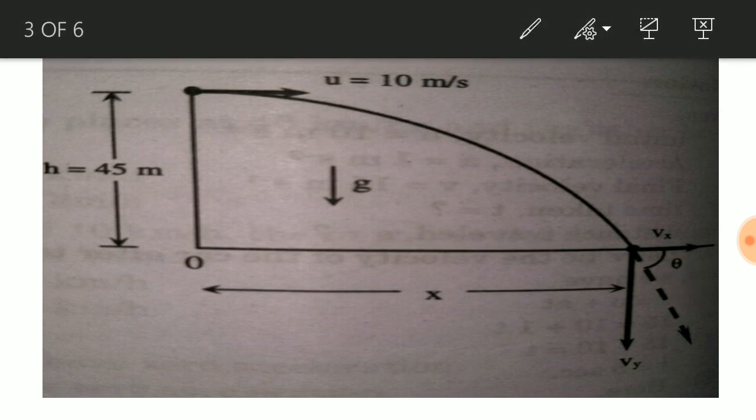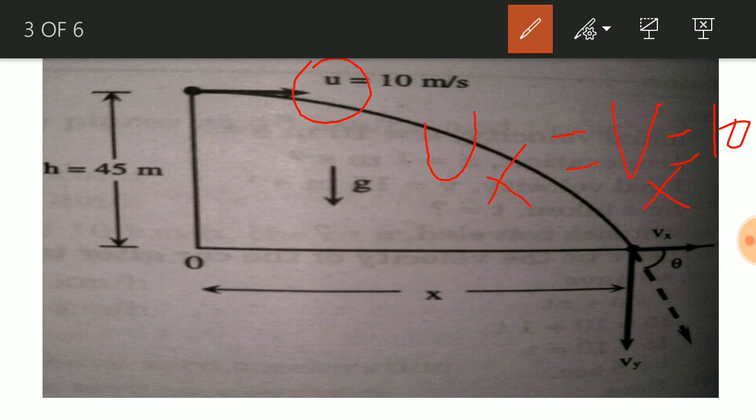In projectile motion, we need to take care of one thing. This component always remains constant. So initial velocity towards x-axis is always equal to final velocity towards x-axis. So this is equal to 10 meter per second. X component of velocity always remains constant because y component of velocity is affected by gravity and x-axis is not affected by gravity. And in projectile motion we only consider one force, that is the force due to gravity.